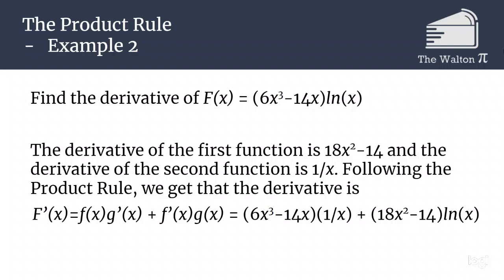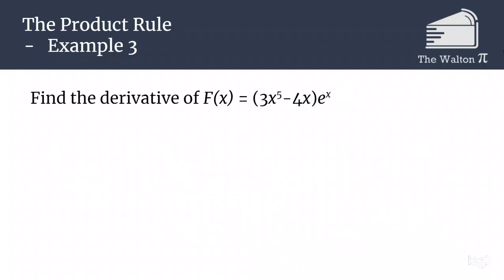So that's going to give us 6x cubed minus 14x times 1 over x plus 18x squared minus 14 times the natural log of x. And this one simplifies to 6x squared minus 14 plus 18x squared natural log of x minus 14 natural log of x. And that's as simplified as we can get it. Let's do one last example together. Again, go ahead and pause the video to try and do this on your own before seeing the actual solution.